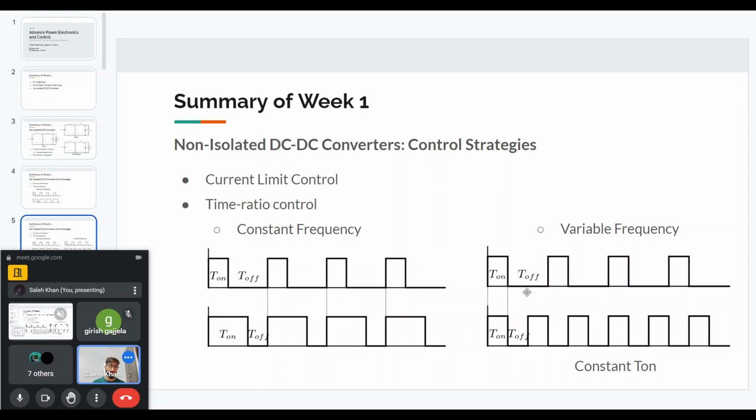And you can see that in the bottom case, if I want to increase the duty ratio while keeping T on time as constant, I will basically have to increase the switching frequency. So this is one way to have variable frequency control, by having a constant T on. Another way can be by having a constant T off. And in that case, we will have a constant T off, but T on time will change. And then the switching frequency will also change.